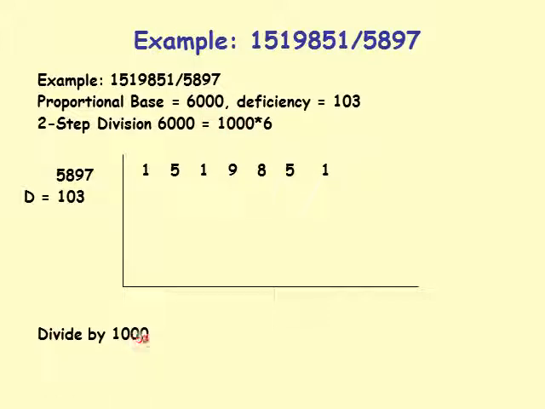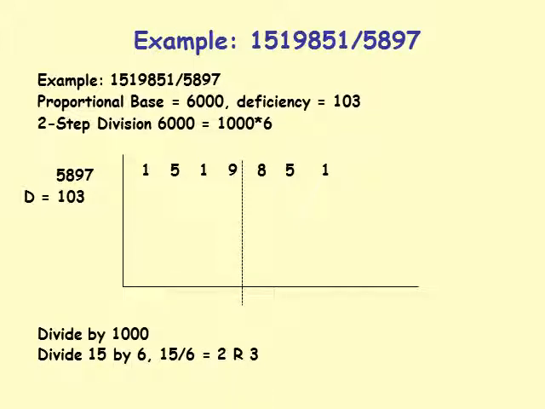So we divide by 1000. This is what it is. When I divide 1519851 by 1000, I get 1519, remainder 851. The decimal position would be here, and the remainder would be to the right of this line here.